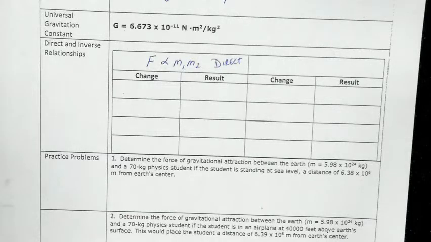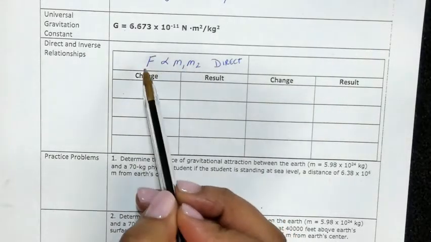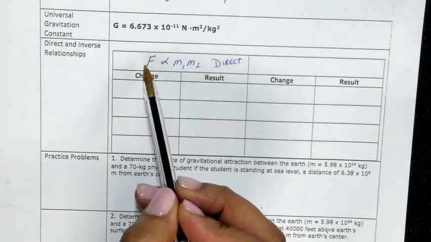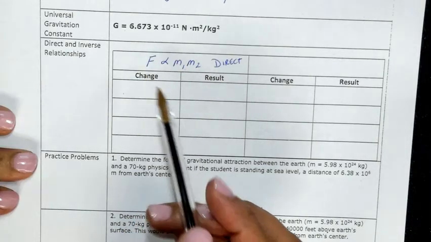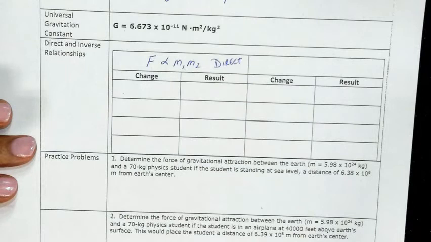Okay, so again, direct relationship: if one of these goes up, then your force is going to go up. Let's say, for example, I double my first mass. There was an original mass, but what would happen if you double the mass of one of the objects, like M1? What would happen to the force?